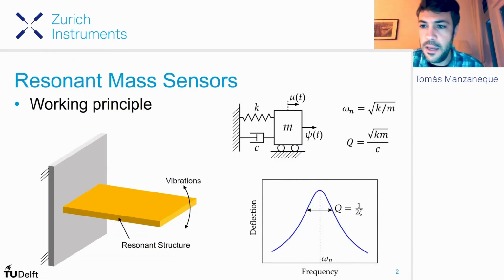So I would like to start with the fundamentals, from the beginning: how a resonant mass sensor works. Well, a resonator or a mechanical resonator is a suspended structure, as you can see here, that presents a resonance, actually many resonances, but we will focus on one for sensing. And then we can model it as a mass spring damper system if it's fully linear.